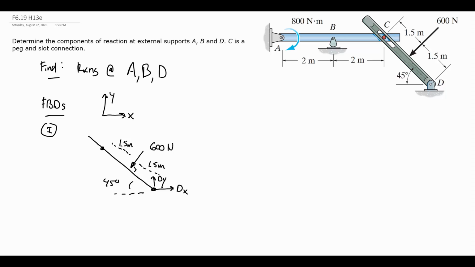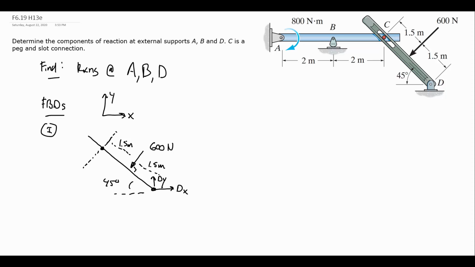Because the slot is aligned with the CD axis, the member CD can translate along the CD axis. It's not going to prevent that motion at all. However, because of that pin connection, it cannot translate orthogonal to that axis. So the normal direction to CD is going to be prevented translation-wise. However, parallel to CD, it is able to move. So only one axis is restricted, so I know that along this axis I just drew, there is going to be a force. Now I don't know what direction that force should be in necessarily up front, but I know its direction is along this axis.